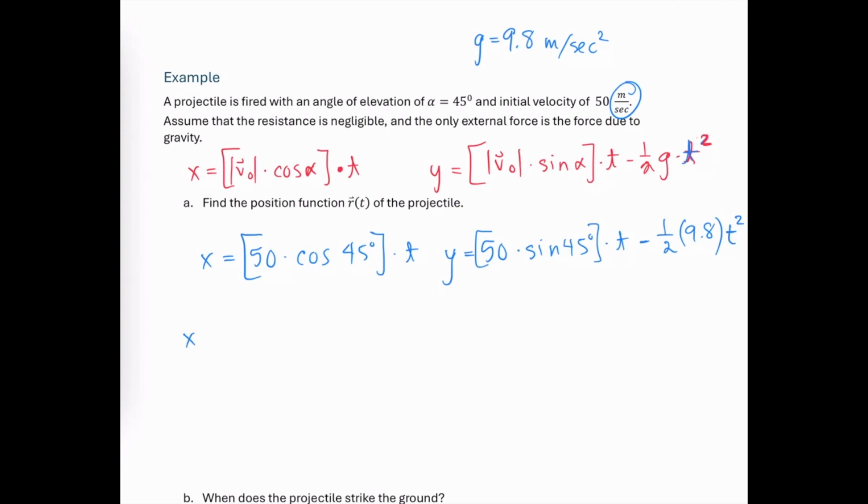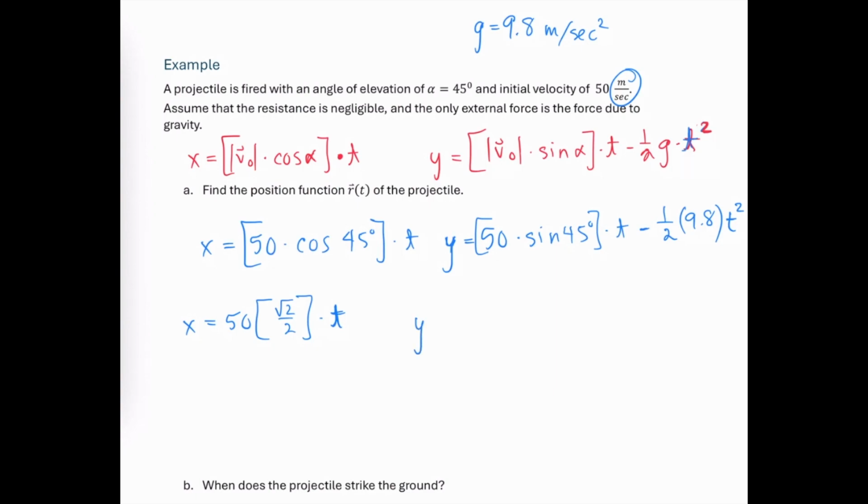So let's simplify these. We have 50 times the cosine of 45 degrees, which is root 2 over 2, times t, and then we have for our y parametric equation, 50 times the sine of 45 degrees, which is also root 2 over 2. That's multiplied by t.